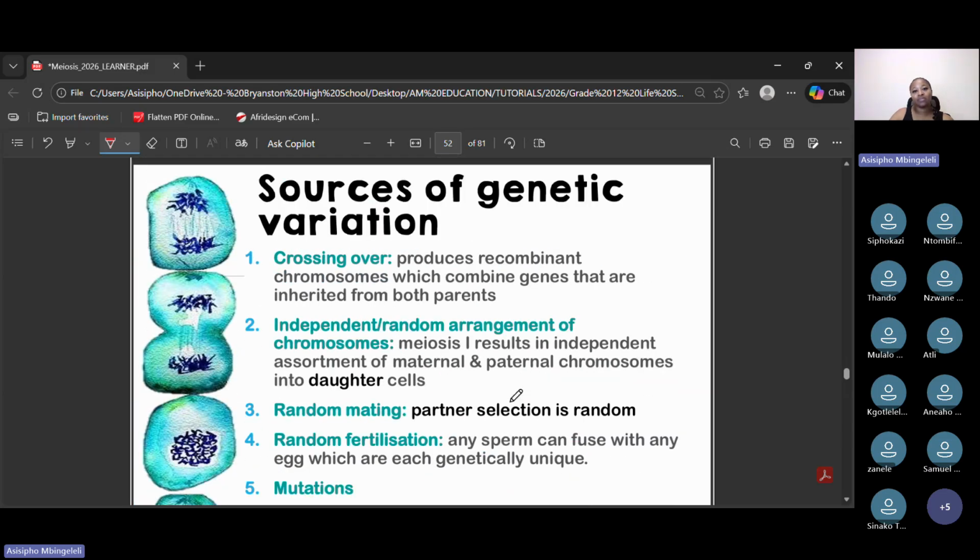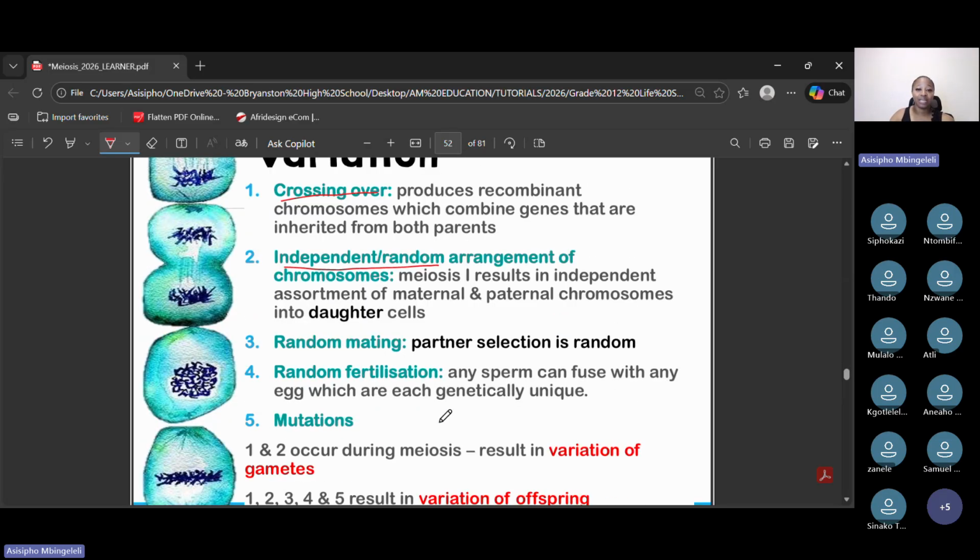Sources of genetic variation. The reason there is variation, one, it's because of crossing over. Two, it's because of the independent arrangement of chromosomes in metaphase 1 and metaphase 2. Three, random mating partner selection is random. There is no particular order. Random fertilization, any sperm can fuse with any egg, and they will be genetically unique.